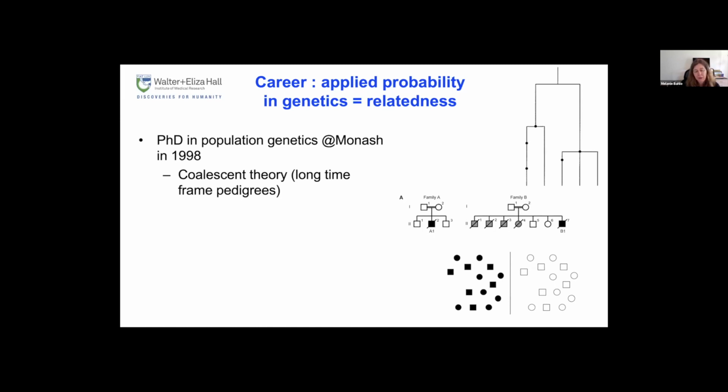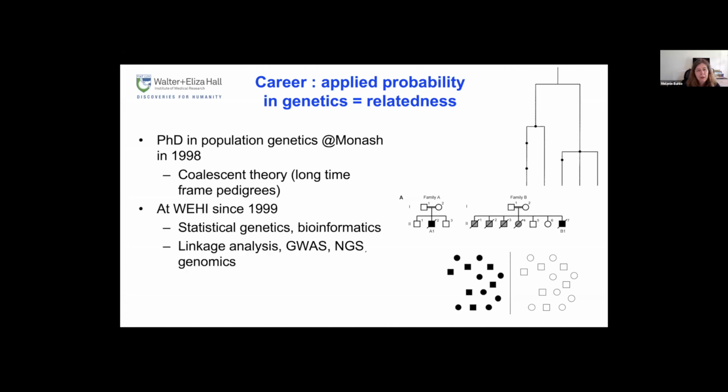And the Coalescent is a wonderful, quite complicated applied probability model that models long-term evolution of genetic material in populations. And right at the top here, you can see that this is a coalescent pedigree from one of my papers with my PhD supervisor. And then when I got to WEHI in 1999, when I joined Terry Speed's group, I started working in statistical genetics, so on pedigrees here. And pedigrees are really quite short-term timescale relationships between samples due to relatedness.